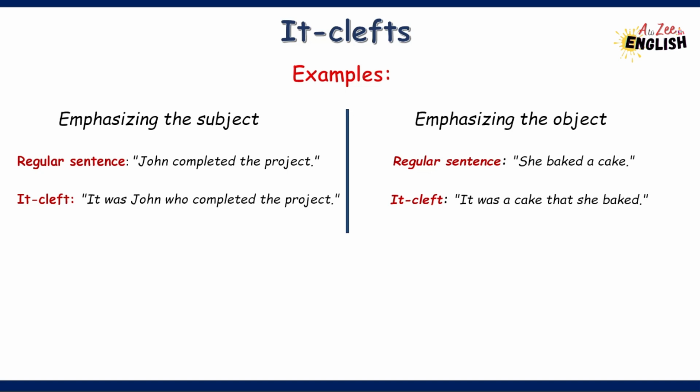So the phrase it was a cake draws attention to a cake, making it clear that the cake is the important part of the sentence. This structure is useful when you want to highlight or stress that it was specifically a cake that she baked.